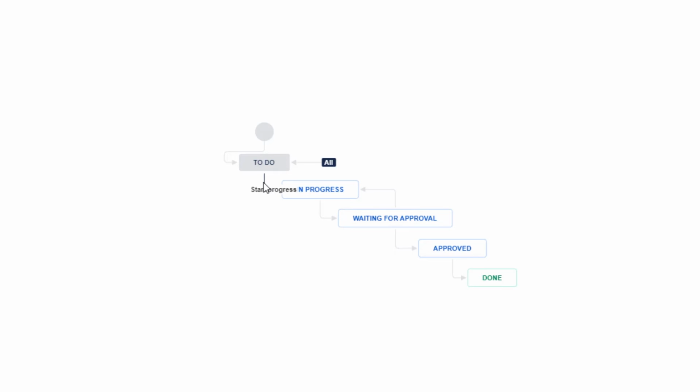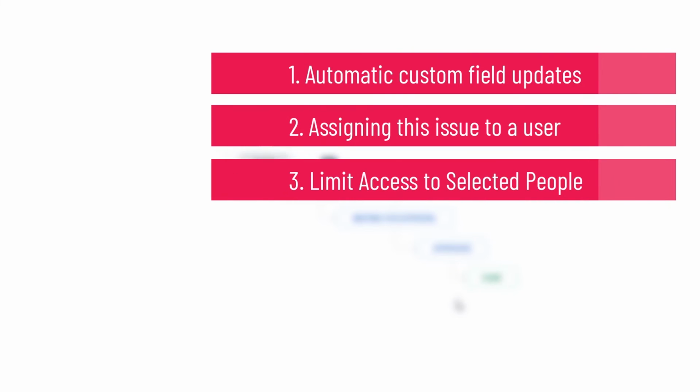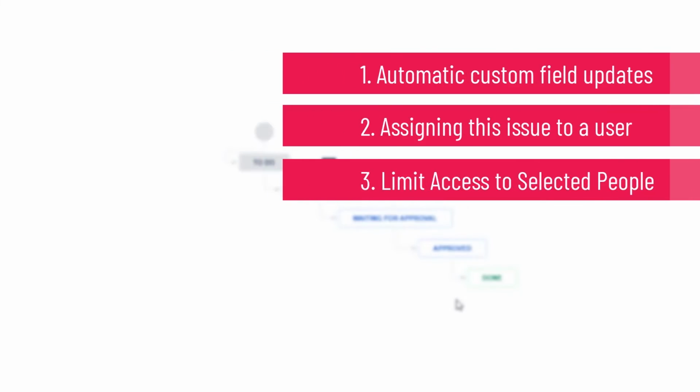Each transition between statuses can be restricted to be allowed only to authorized users, and each transition can trigger a predefined automatic action called a post function. For example, automatic custom field updates, assigning the issue to a specific user, or limiting issue visibility to selected users or groups of users. All of the above have to be configured by your Jira admin.